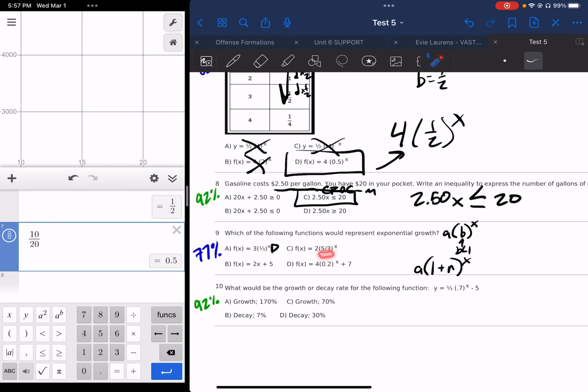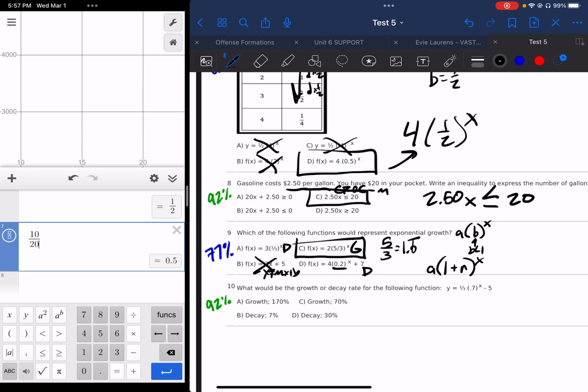Here's the base. That's 5/3. 5/3 in a calculator, if you punch it in and try to figure it out, would be 1.6 repeated. Is that greater than 1? Yes, it's growth. Here is the base, 0.2. 0.2 is between 0 and 1. That means this is decay. And this doesn't even have a base. That is y equals mx plus b, which is slope form. It's not even exponential. So your answer here should have also been C.